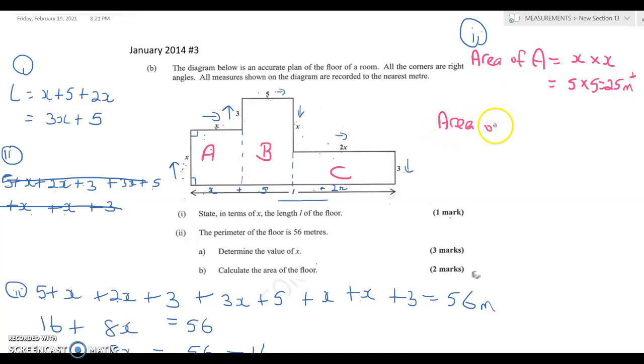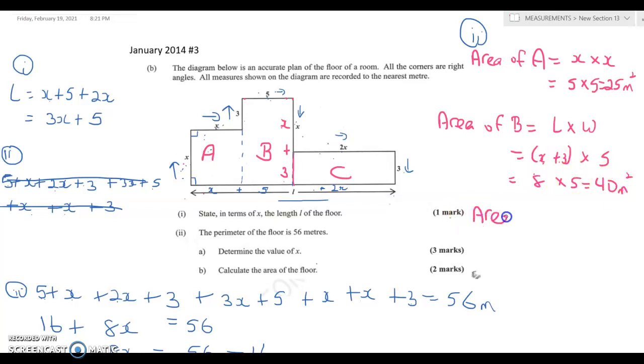Area of B, B is a rectangle, so that's length by width. The length would be what? So we have to be careful with that. What is the length here? We know this here is x, so it's x plus this piece here, which is 3, right? So x plus 3, multiplied by the width, which is 5. x is what? 5, right? So this will be 5 plus 3 as 8, times 5, that will be 40 meters squared.